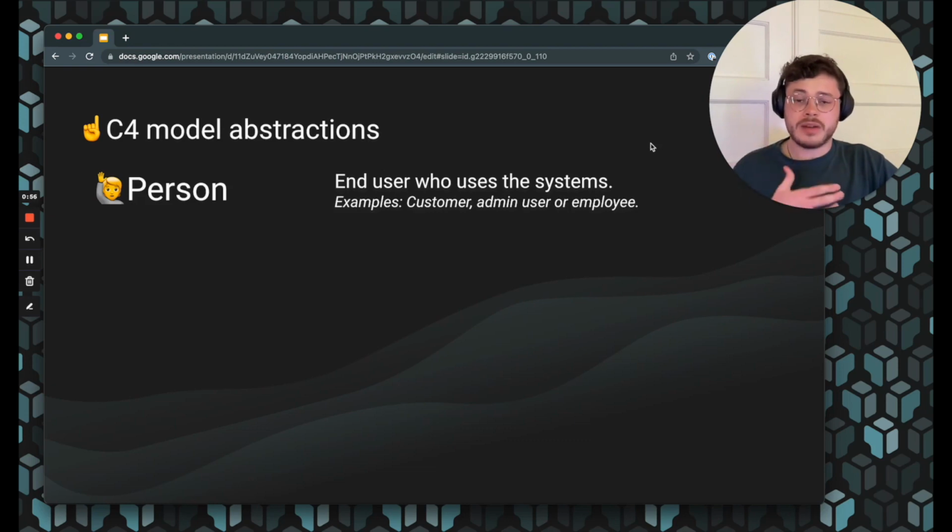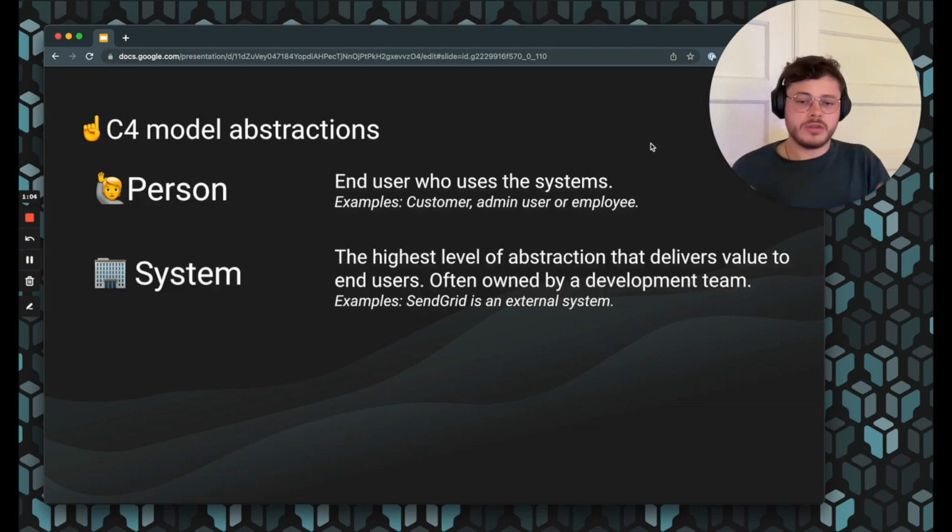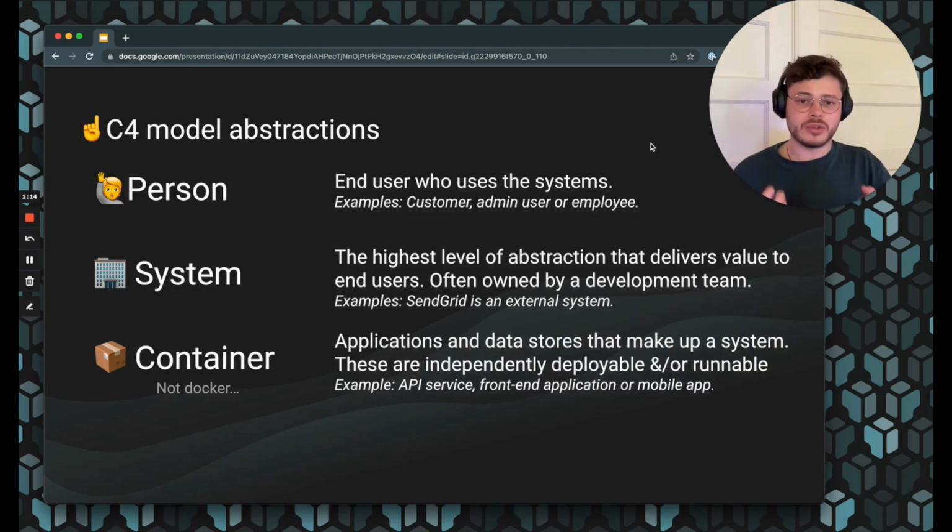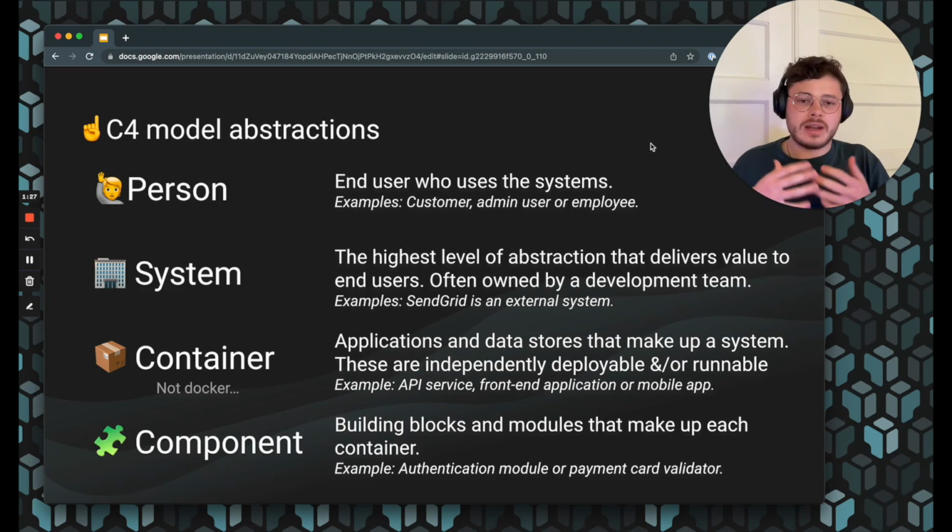So first you have a person. This is an end user who uses your system and gets value from what you're providing. Then you have a software system. This is the highest level of abstraction that delivers value to those end users, often owned by a development team. Then you have containers, not Docker. These are apps and stores or your services that enable your system to provide value to those people. And these are individually deployable and or runnable. Inside of those containers, you then have components, and these are the building blocks or code modules that make up one of those containers.